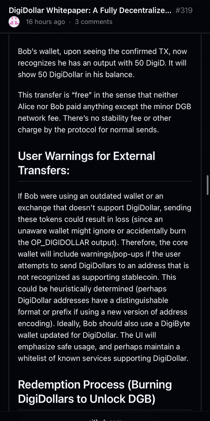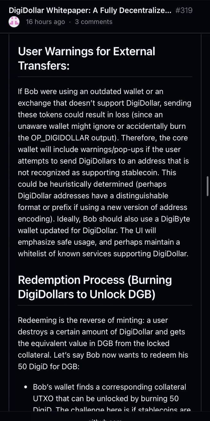Bob's wallet, upon seeing the confirmed TX, now recognizes he has an output with 50 DigiDollar. It will show 50 DigiDollar in his balance. This transfer is free in the sense that neither Alice nor Bob paid anything, except the minor DGB network fee. There's no stability fee or other charge by the protocol for normal sends.